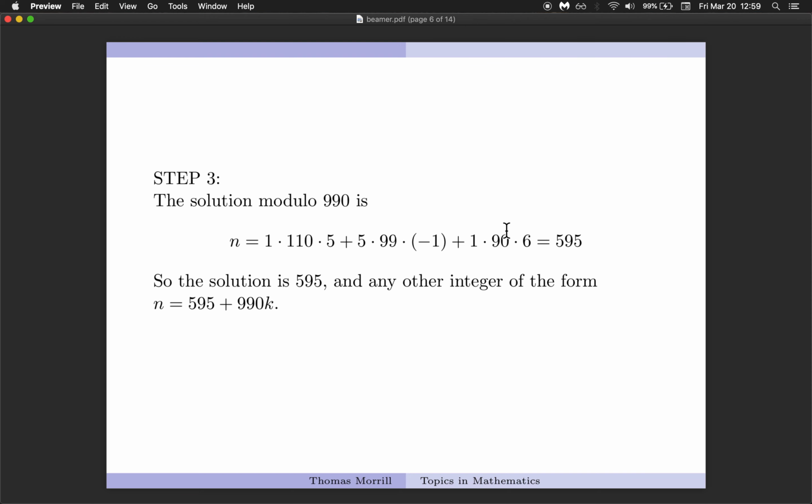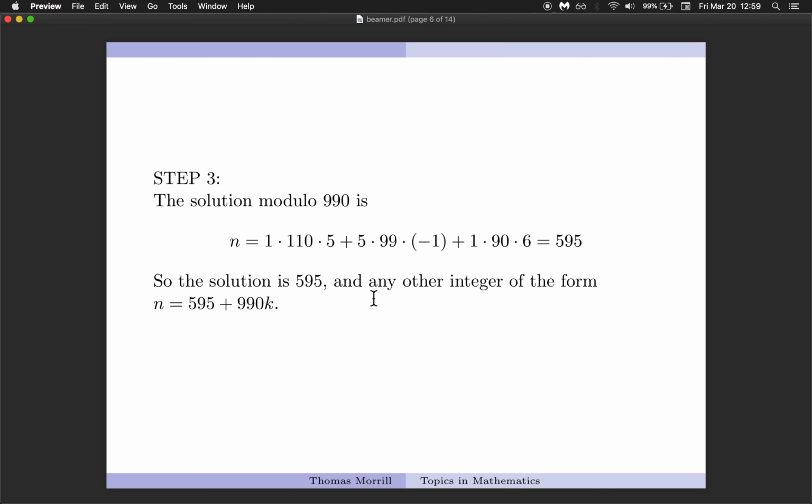Put that all together and I get 595 as a solution. So this will be my unique solution modulo 990. This is the only residue in the integers modulo 990 that satisfies all 3 of those congruences.